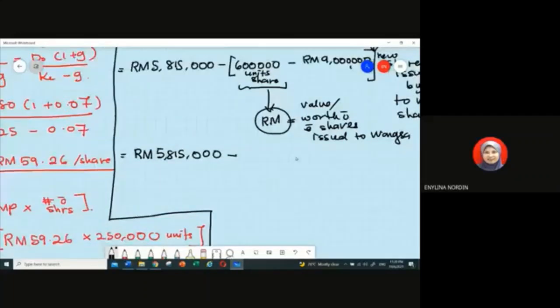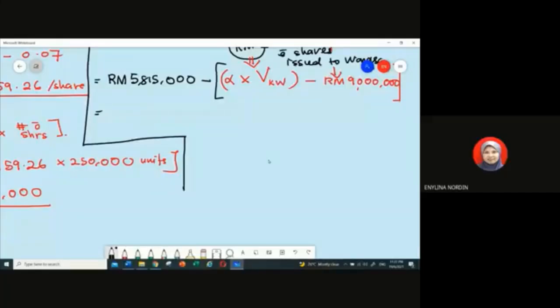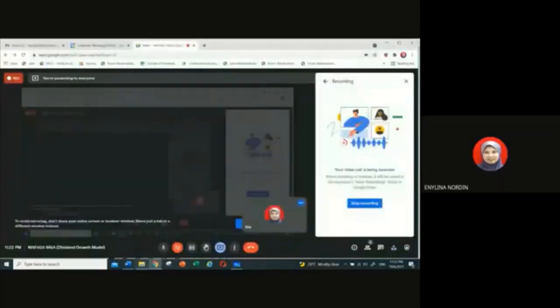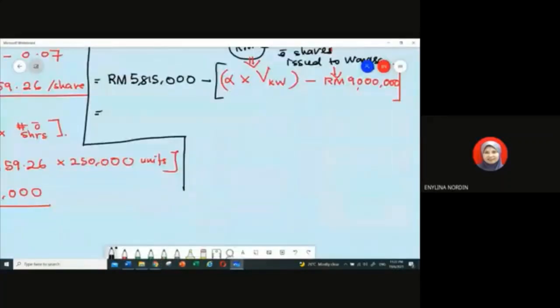We need to recall the formula, that is alpha, the percentage or the fraction of the ownership of the Wangsa shareholders in Keramat Berhad after they receive 600,000 shares. How are we going to determine alpha? All right, so we proceed first with this one, 5,815,000. And then the formula of alpha is what?